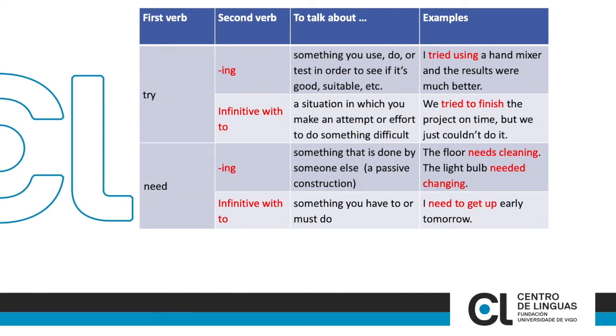Let's look at two more verbs, try and need. Try plus verb plus ing refers to something you do or test in order to see if it's good. I tried using a hand mixer and the results were much better. I was making mayonnaise and I tried using a hand mixer and it was much better. First I tried using a fork. It wasn't very good, but then I tried using a hand mixer.